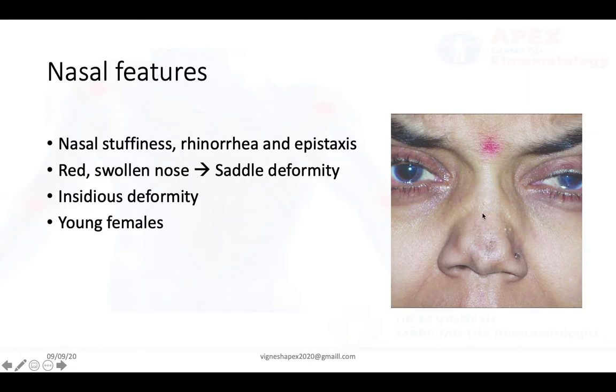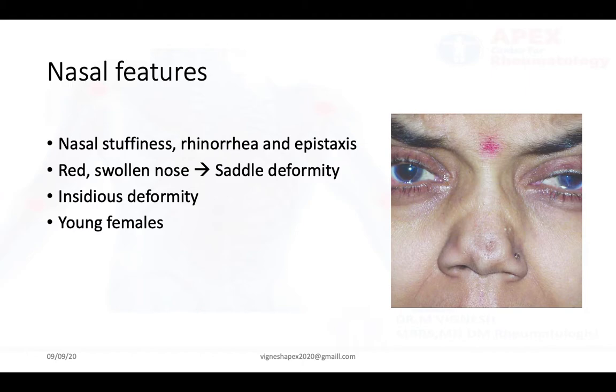So the two close differentials of your saddle nose deformity are one, Hansen's disease, and two, granulomatosis with polyangiitis. When I talk about granulomatosis with polyangiitis, it has mucosal involvement. When you do a mucosal biopsy, you might find a necrotizing granuloma. Here the mucosa is not involved, but the cartilage is involved. In syphilis also you can have a saddle nose deformity where the bone is involved, whereas in granulomatosis with polyangiitis again the cartilage and the mucosa are involved. And in relapsing polychondritis, the cartilage is primarily involved. Okay, so this is how we differentiate.